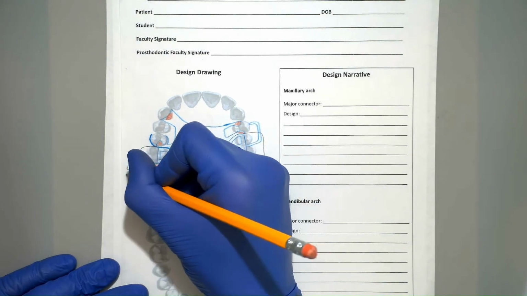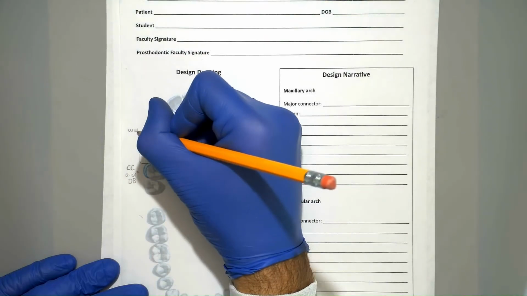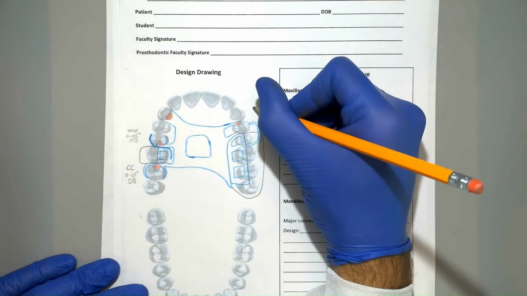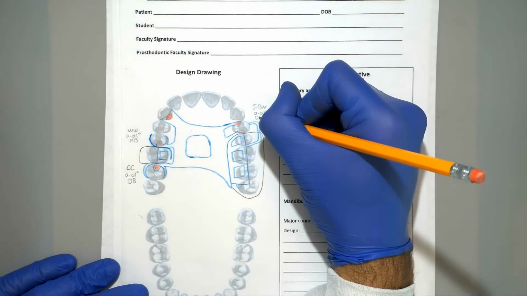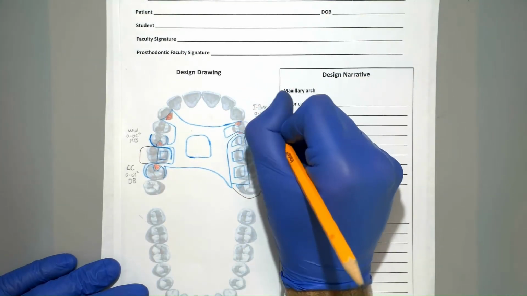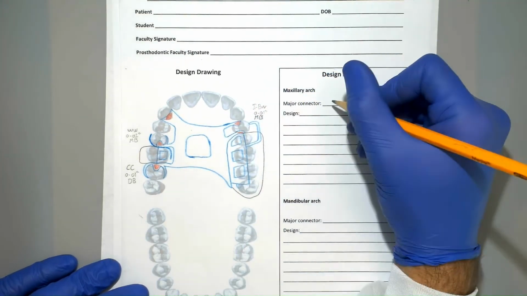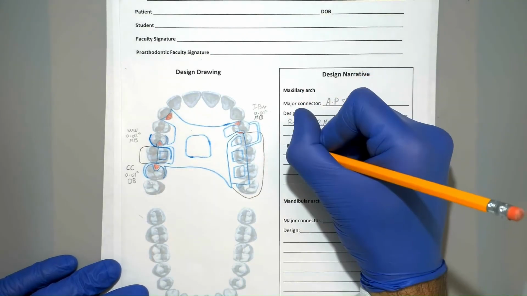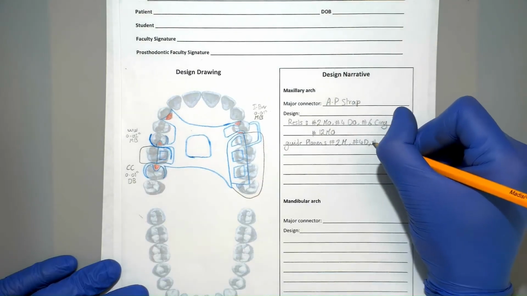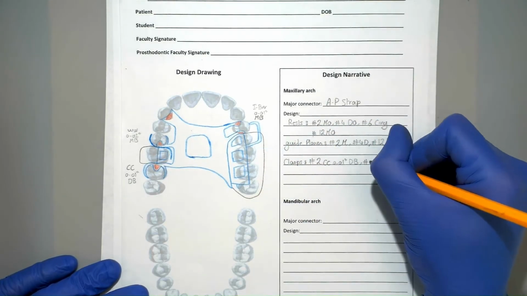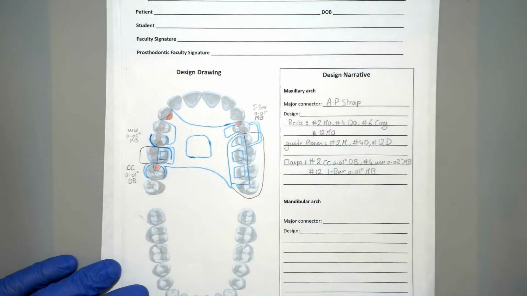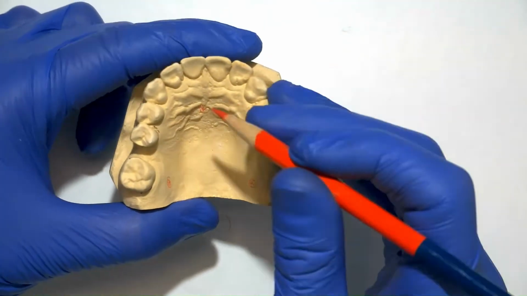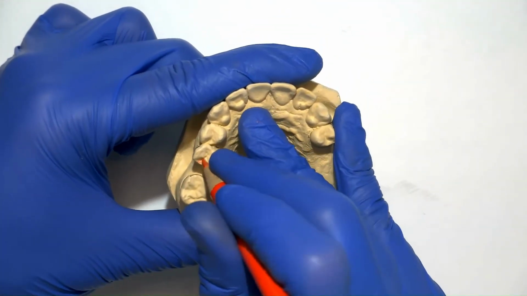The only thing left is to write up some information about each clasp next to its drawing. This includes the name of the clasp and the undercut that it's engaging. It's sometimes recommended to add a little bit more narrative, including the type of major connector, the rests, guide planes, as well as clasps. With that, we can now transition to drawing the same design, but on the cast.